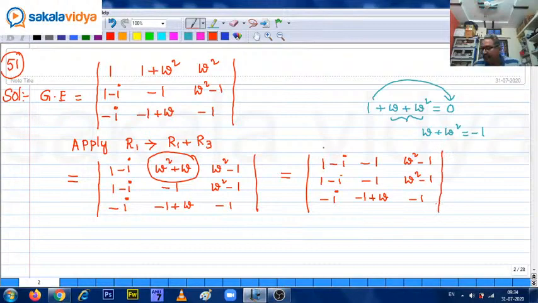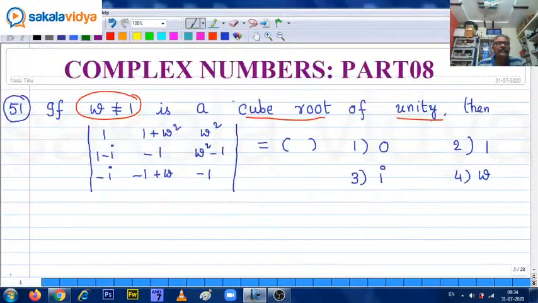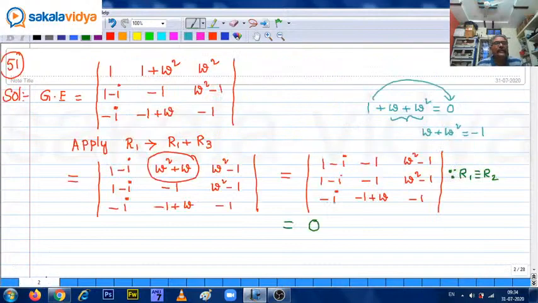Now what do you observe? We observe that here R1 is identical with R2. Since R1 is identical with R2, the determinant of this matrix becomes 0. So the answer is 0. Let us move to the options. The first option is the right option. And once again, all of you check the solution. This is the solution.